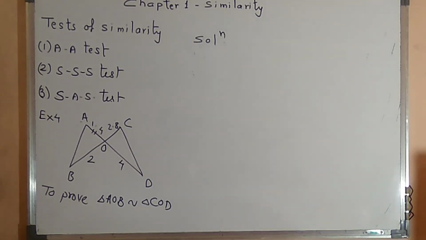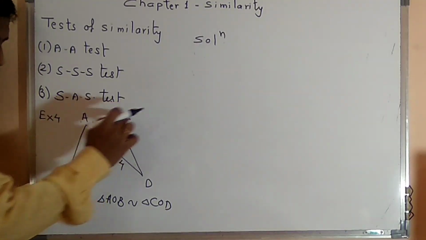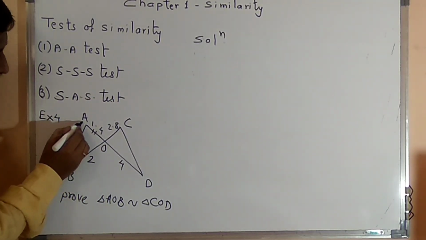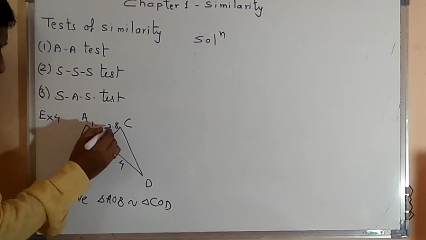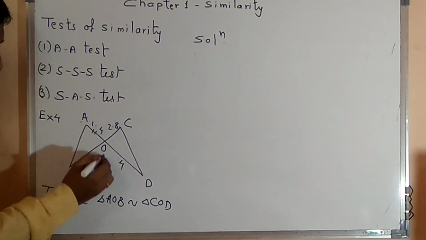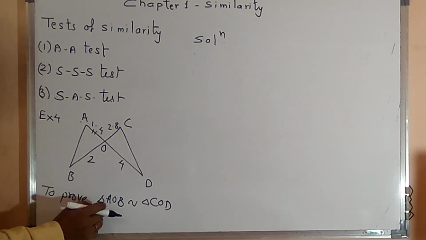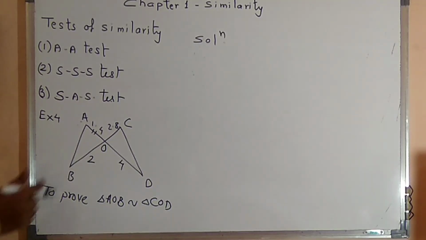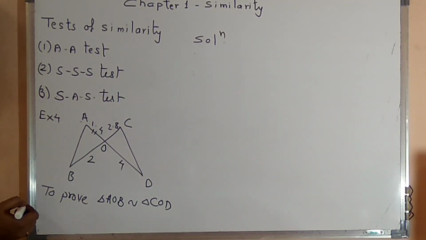Fourth example. Here, segment AD and segment BC intersect each other at point O such that AO is 1.4, CO is 2.8, OB is 2 and OD is 4. What I have to prove? Triangle AOB is similar to triangle COD. Here only two sides are given, lengths of two sides are given.